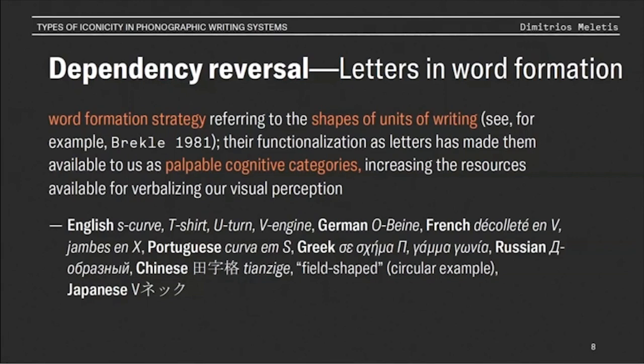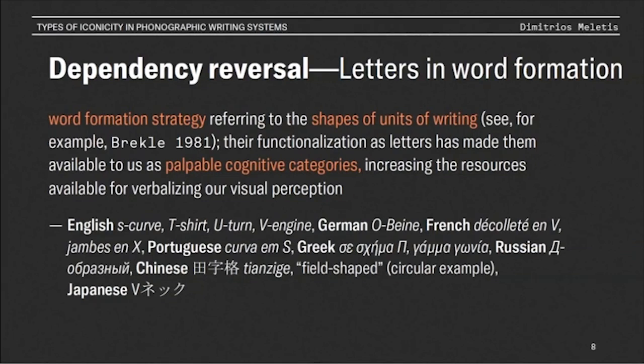And writing is not dependent on language, but language in a way is dependent on writing. And that is an interesting word formation strategy, which uses letter names or character names to infer shapes of writing, which, because they are written units, have become palpable cognitive categories that we can use in order to verbalize our visual perception. And we find examples of this in many languages, not only using Roman script, but also in Greek, for example, schema P, which you can find for sofas, for example.